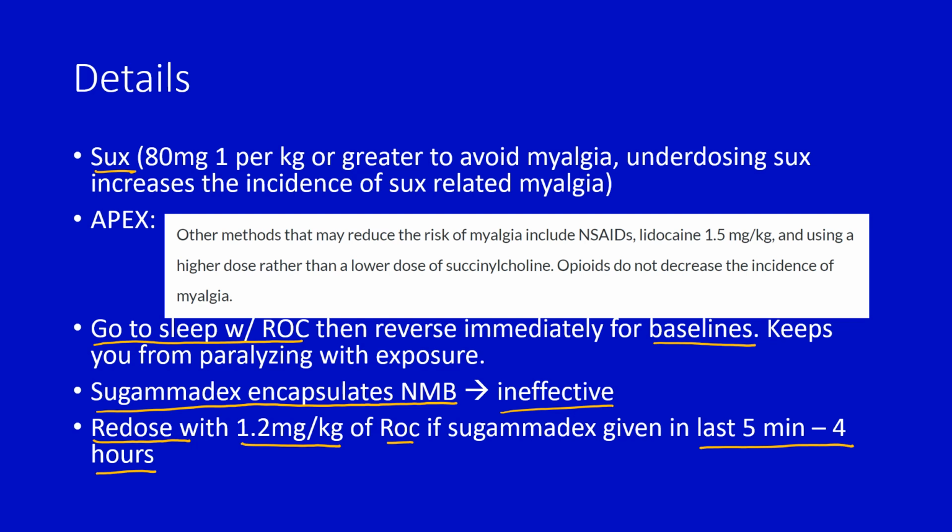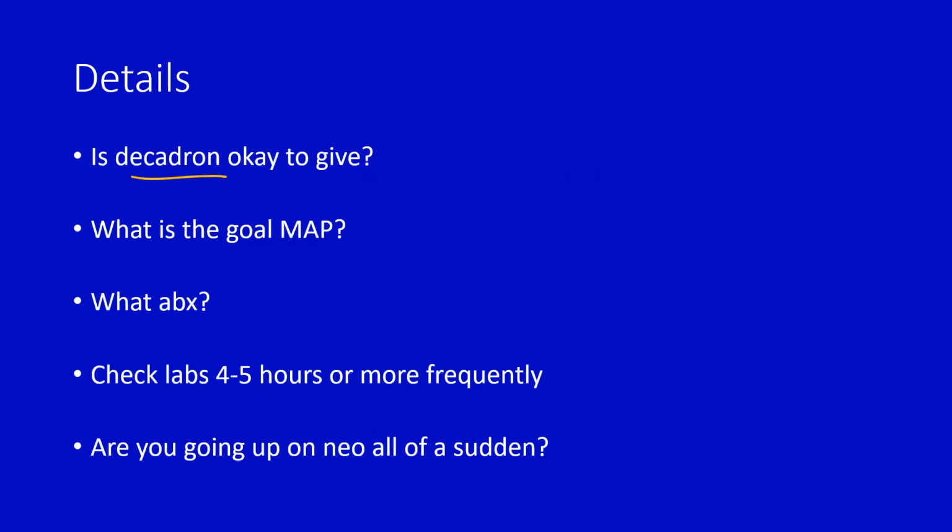Make sure to ask your neurosurgeon if they're okay with steroids. Some believe that steroids like Decadron can cause a potential rejection of the implants. As far as I know, there have only been 2 studies published on the topic, but I wouldn't want to give a surgeon a reason to blame me for any problems. Agree on a goal mean arterial pressure for the case and an antibiotic.